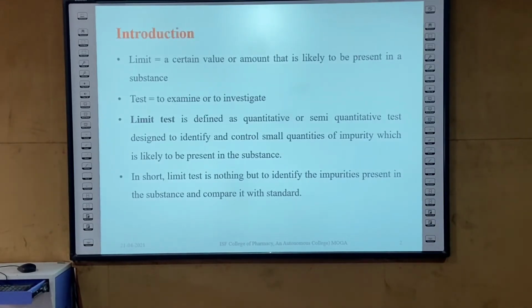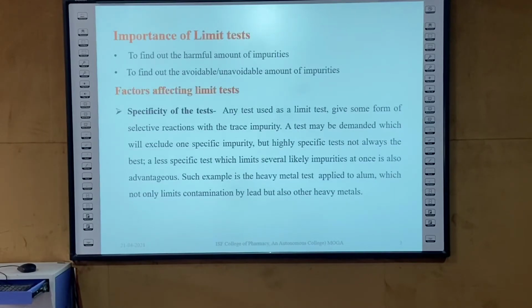In short, limit test is nothing but to identify the impurities which are present in the substance and to compare it with the standard. Let us now discuss what is the importance of these limit tests. The first importance is to find out the harmful amount of impurities. Since we are talking about impurities, they are naturally harmful, so we need to find out what quantity of these harmful impurities are present. Then the second is to find out the avoidable or unavoidable amount of impurities present in the sample. Let's now discuss what factors could affect these limit tests.